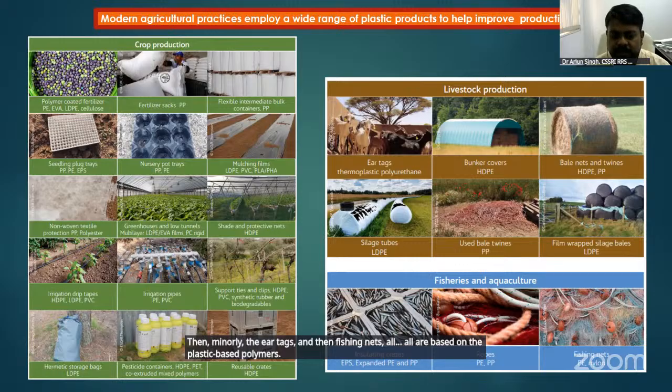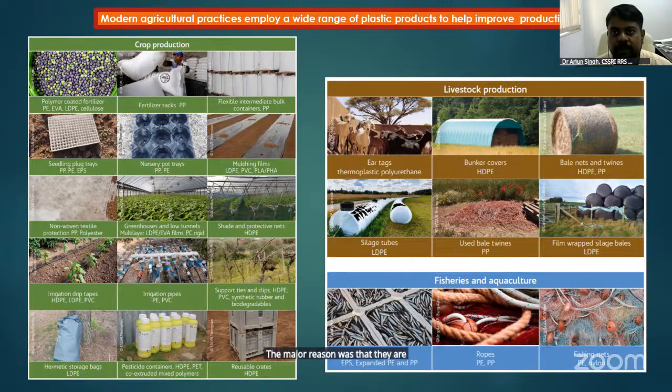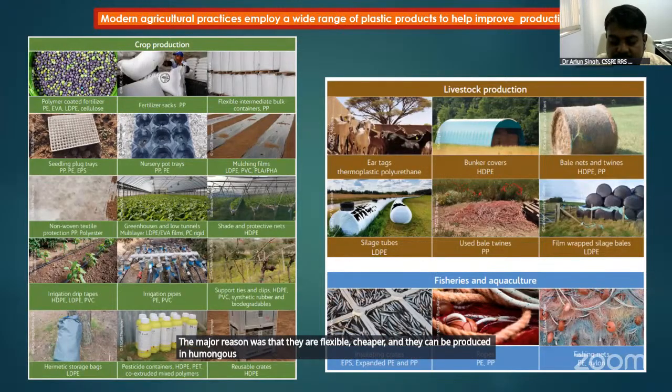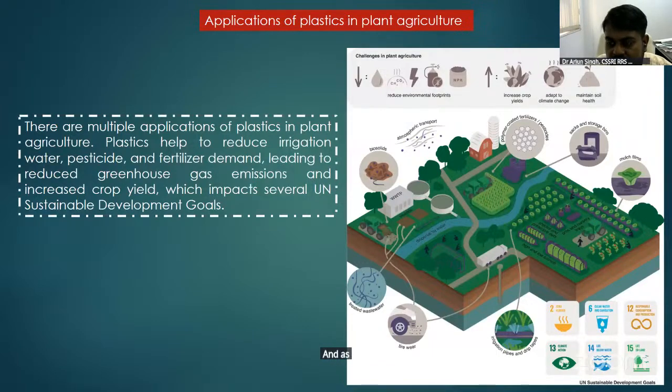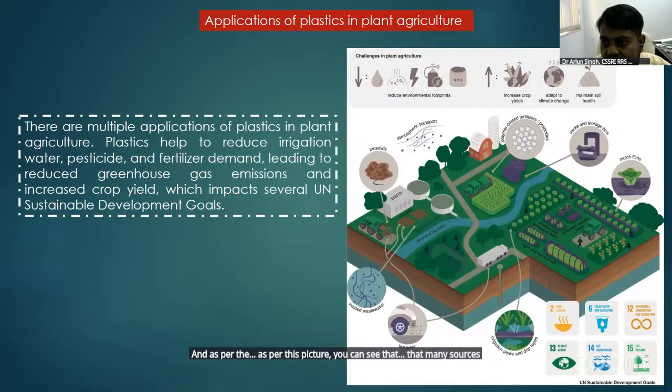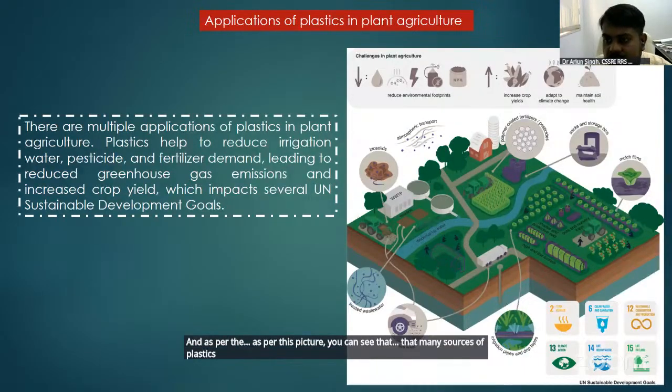The major reason is that they are flexible, cheaper, and can be produced in humongous numbers in a very small setup. As per this picture, you can see that many sources of plastics are available in our farming systems, which can cause buildup in and around our soils, the associated riverine systems, or underground water recharges.